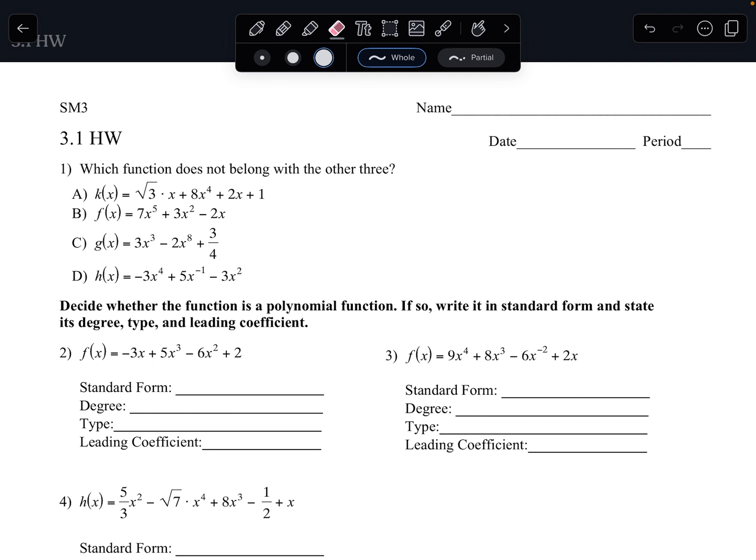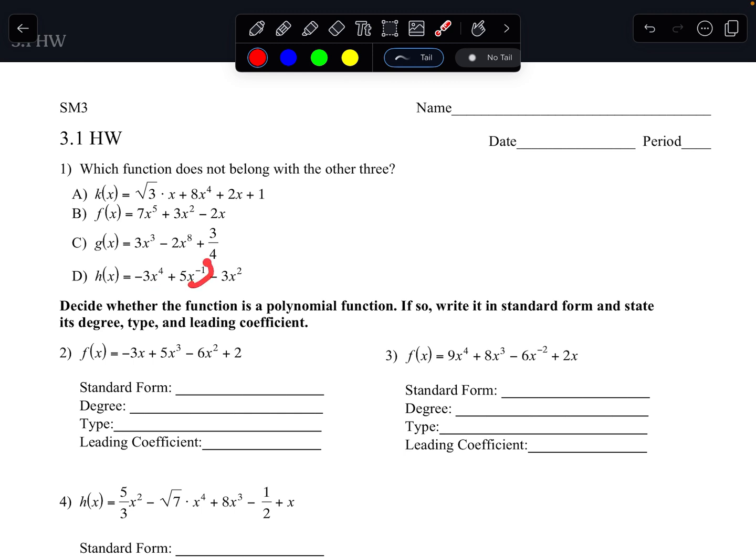And so in A, here's this x right here. This x is to the first power, so we're good. We have x to the fourth. And this right here also would mean that x is to the first power. So we're good here. That's a polynomial. For B, x to the fifth, x squared, x to the first. We're good. x to the third, x to the eighth. We're good. And then we have x to the fourth.